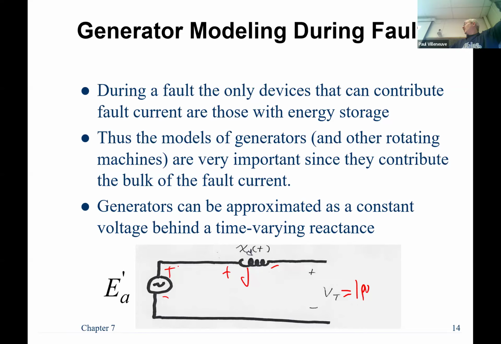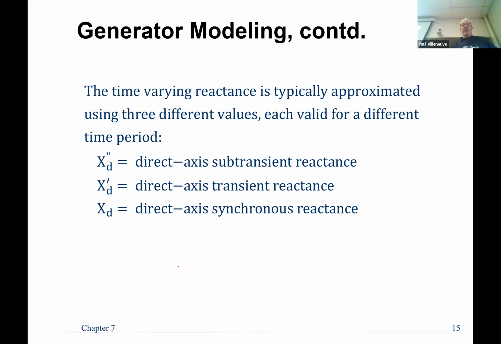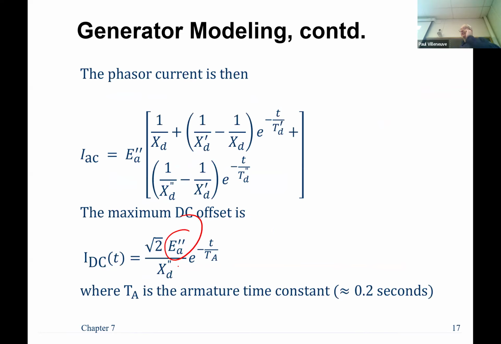So your internally generated voltages can vary. It just depends on what impedance you're going to be using to represent the generator. So that's where I calculate EA. It's just a KVL loop.